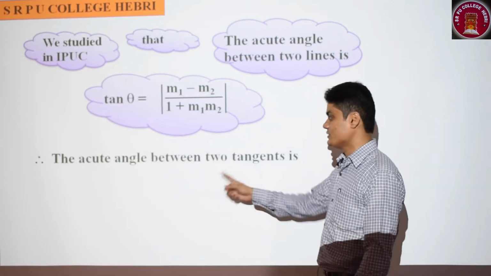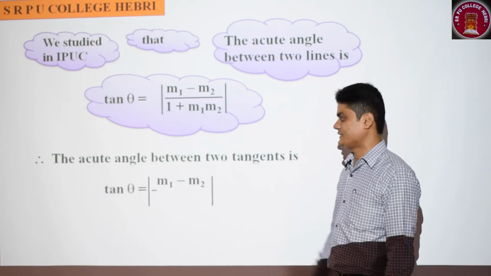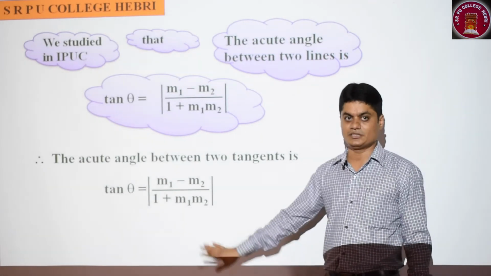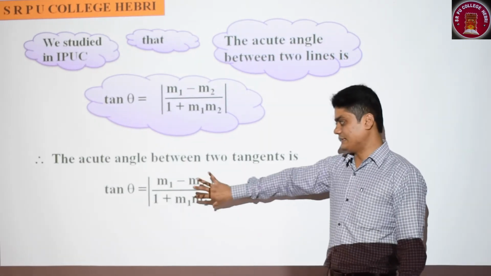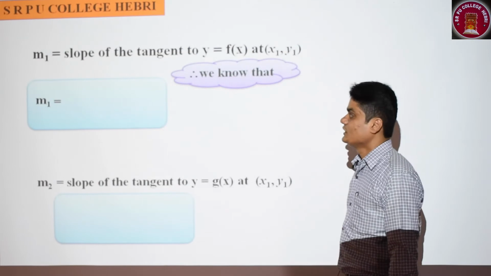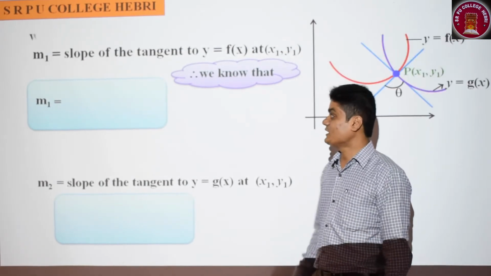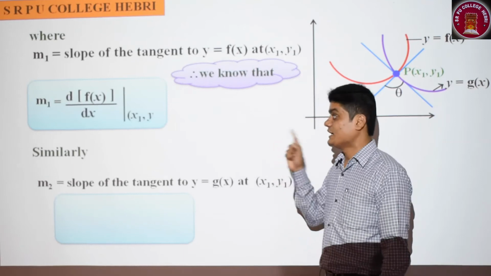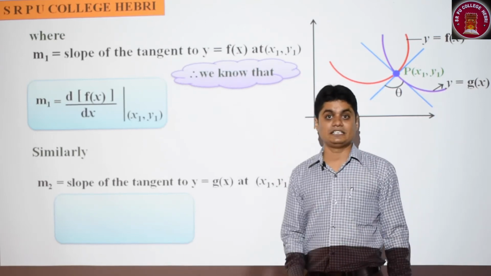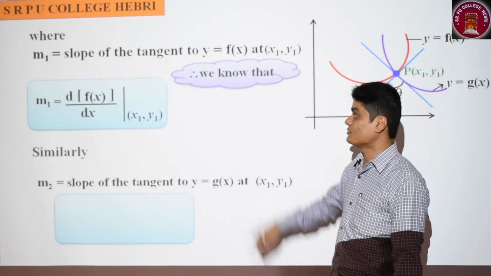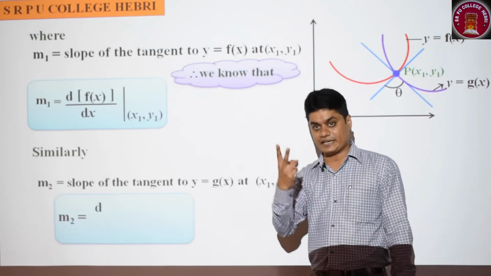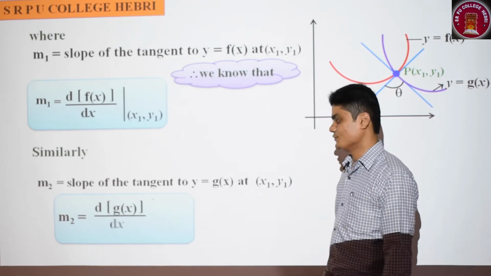So the acute angle between the two tangents is tan theta equal to m1 minus m2 divided by 1 plus m1 m2. You know this, okay? Now let me explain what m1 and m2 are here. m1 is nothing but the differentiation of the first curve at the point x1 y1. Similarly, m2 is nothing but the differentiation of the second curve at the point x1 y1.